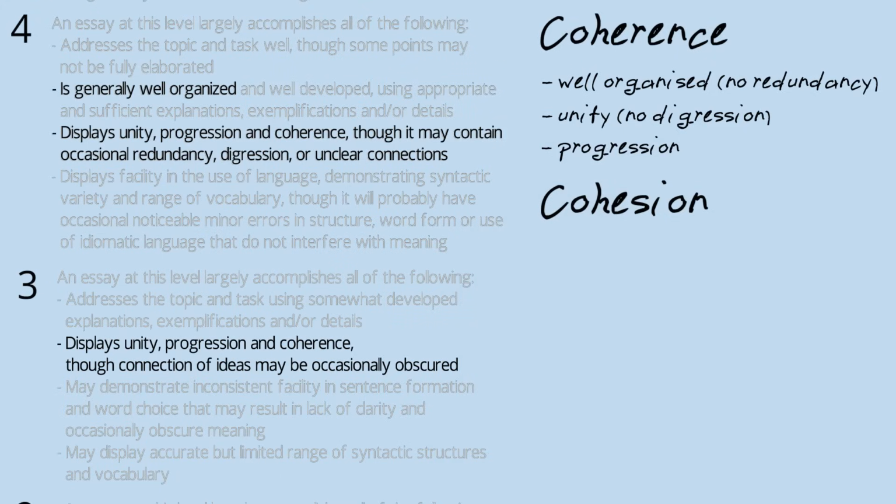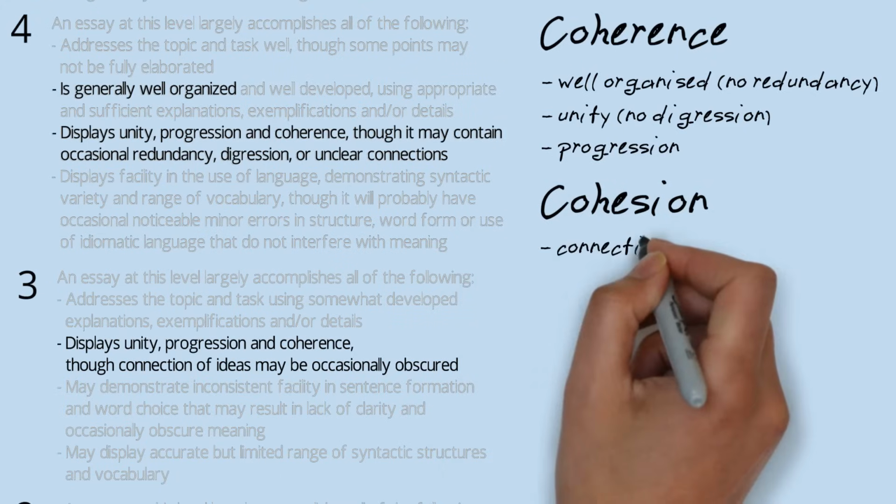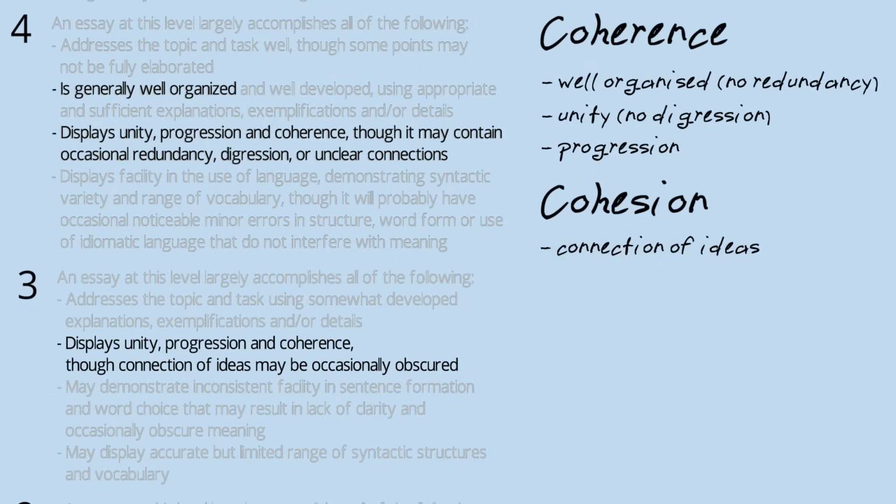In terms of cohesion, the rubric is much simpler. It just talks about connection of ideas. This doesn't mean the things we've talked about are not important, because in order to connect ideas, you need reference words, repeated words or ideas, transition signals, substitution, and ellipsis. So it's not that those things aren't important, it's just that they're not mentioned explicitly in the rubric.